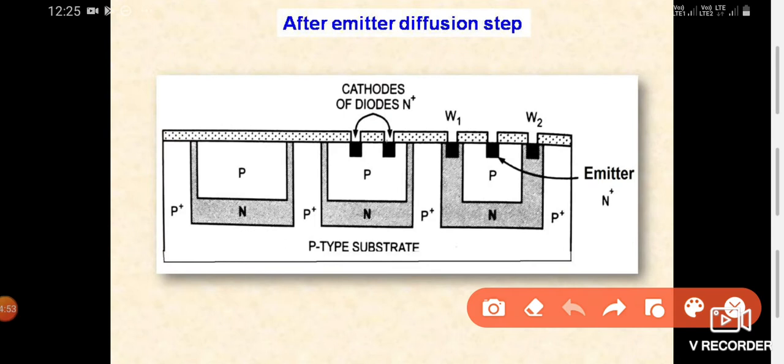This is the figure after the emitter diffusion process. Here in this figure you can see that the N-type emitter regions are diffused within the isolation islands and the P-type base region. See the black colored regions in the figure. These are the N plus regions diffused in the last step.